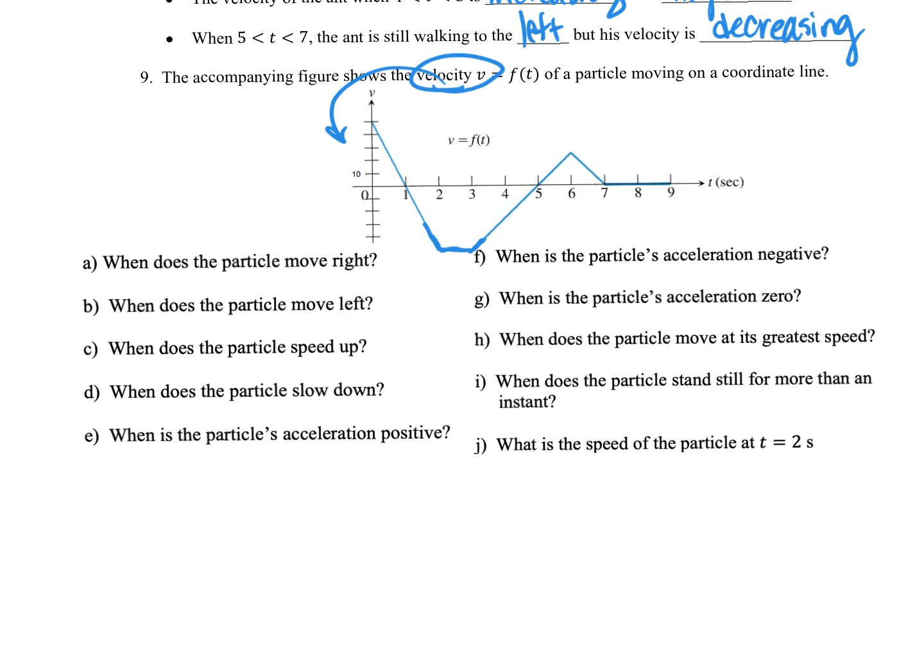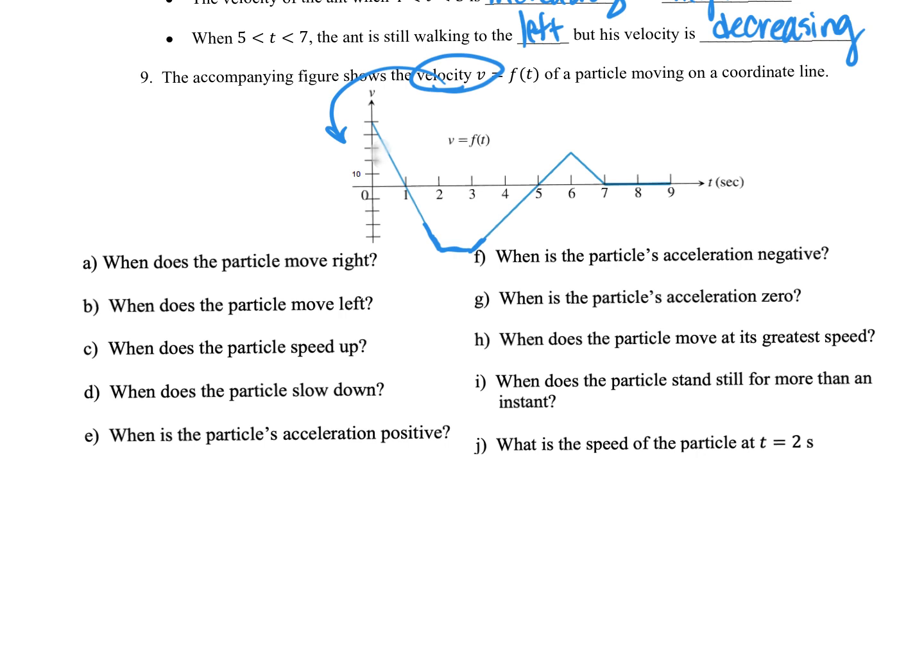When is the particle moving to the right? Say it. 0 to 1. Again, it's a mind mess. You're like, what? This literally is going down. I agree. My velocity started how fast, you guys? How fast was this thing starting at t equals 0?